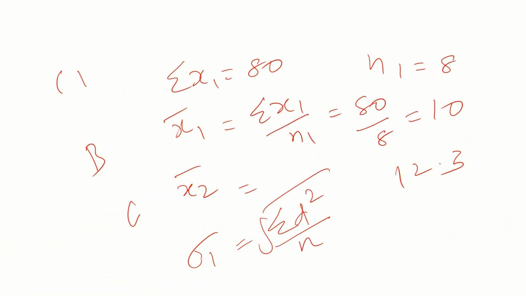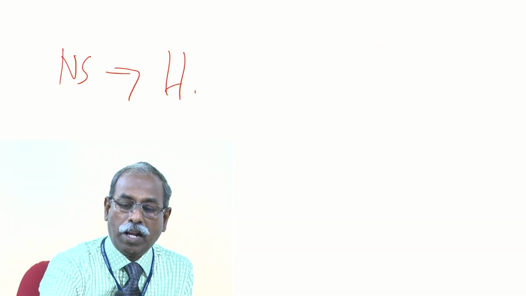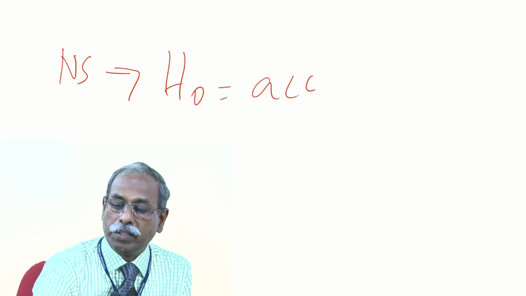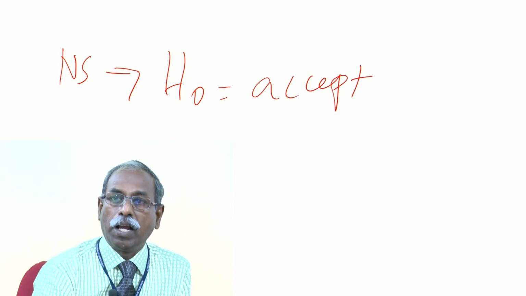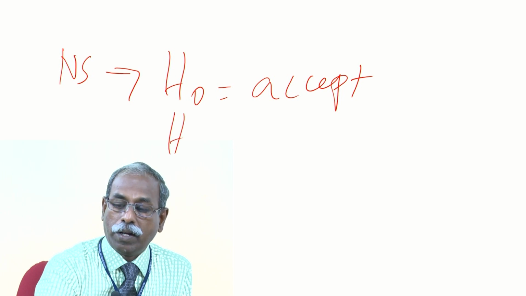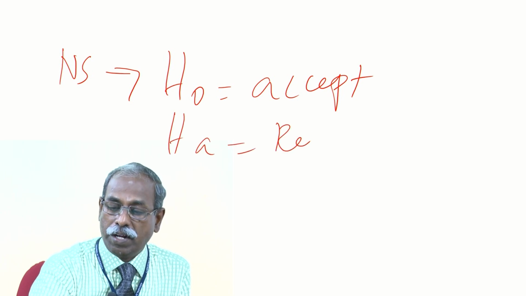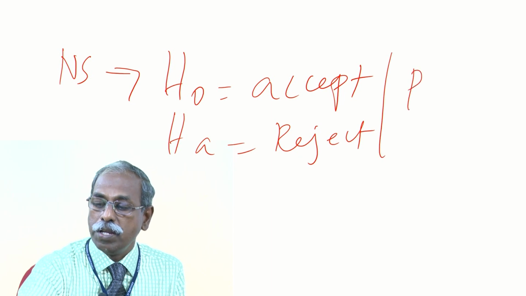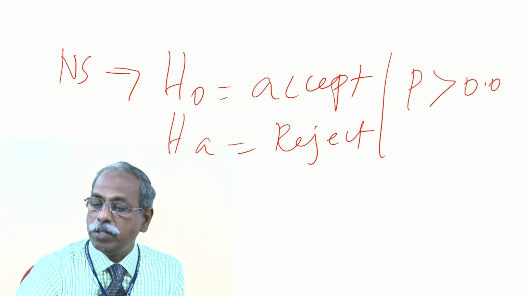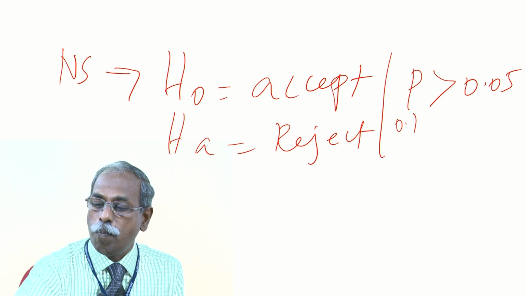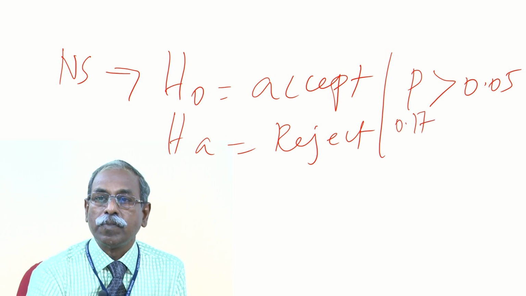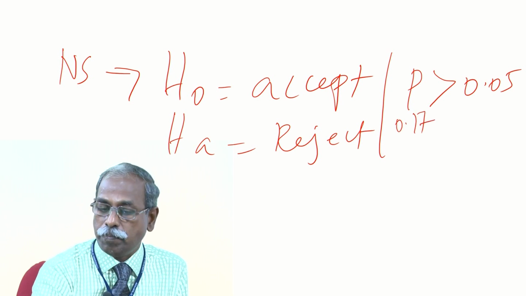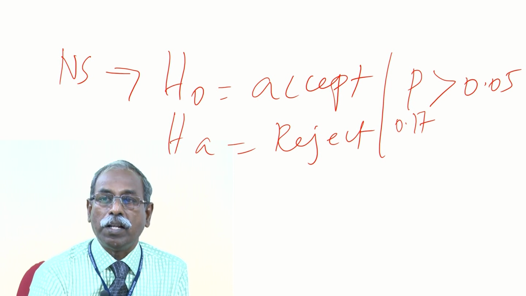Not significant means you should accept the null hypothesis. Accept the null hypothesis, then reject the alternative hypothesis, because here the p value is greater than 0.05. Your value is 0.17 something. So here the null hypothesis is accepted and the alternate hypothesis is rejected.